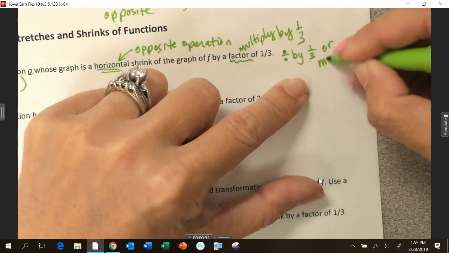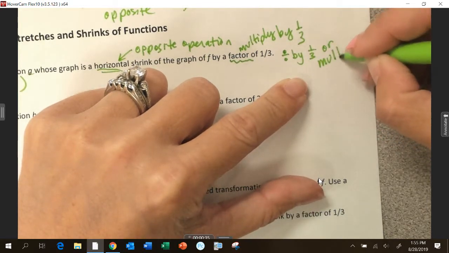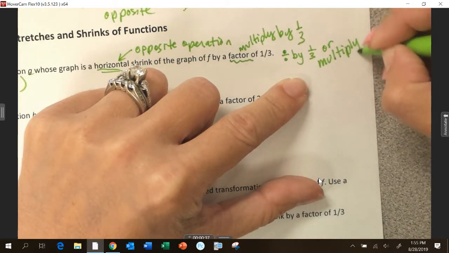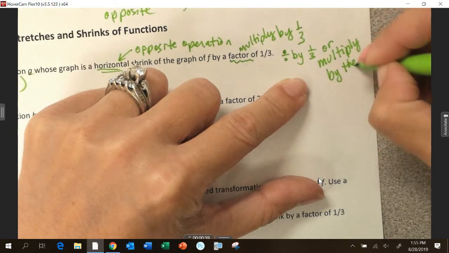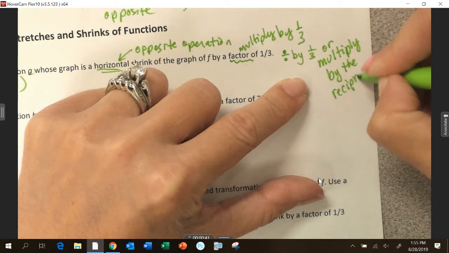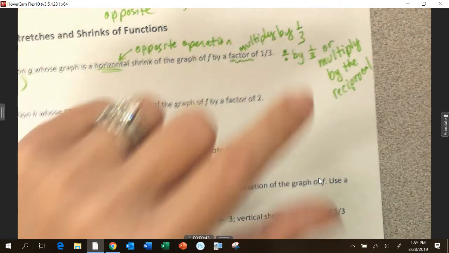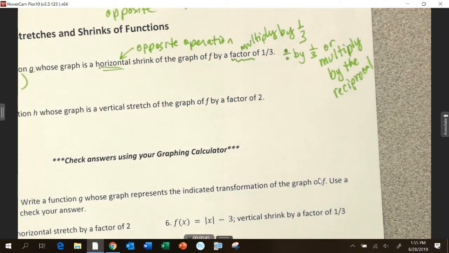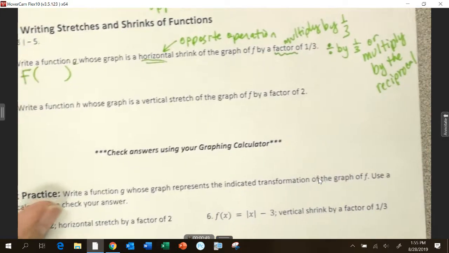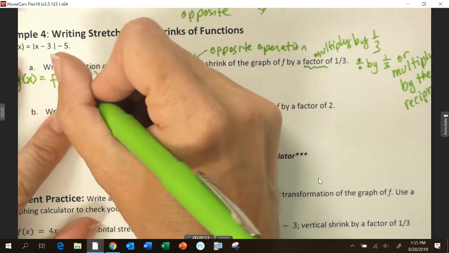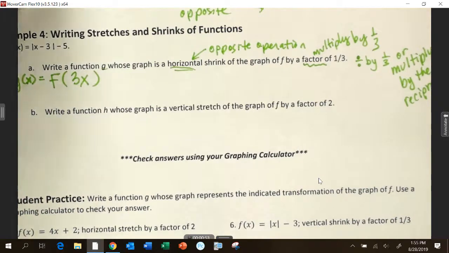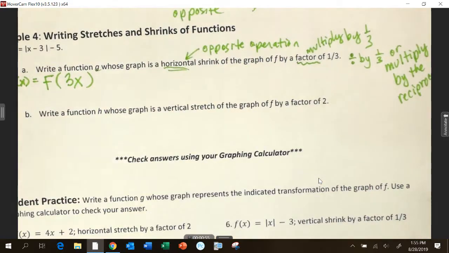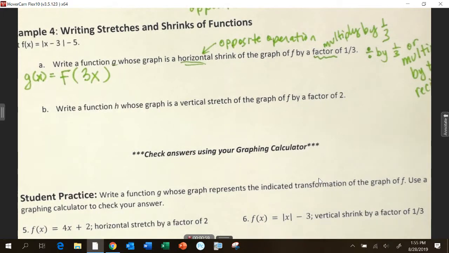You multiply by the what? Yes, multiply by the reciprocal. So yes, we are going to multiply by 3 instead of multiplying by 1/3. Because it's horizontal, we do the opposite. So inside here, we do 3x. So where it says 1/3, I flip it, 3x. So that's my formula.